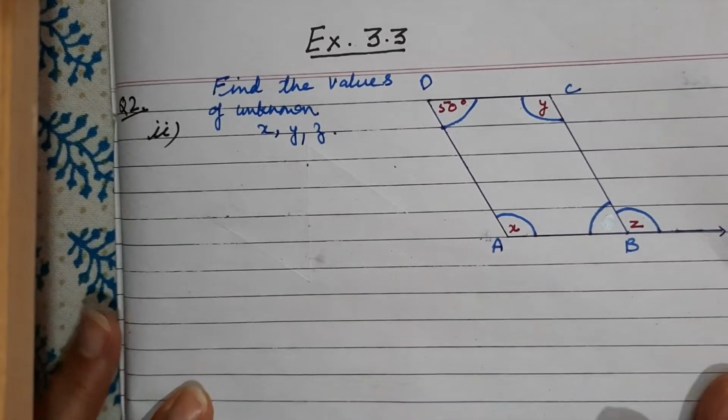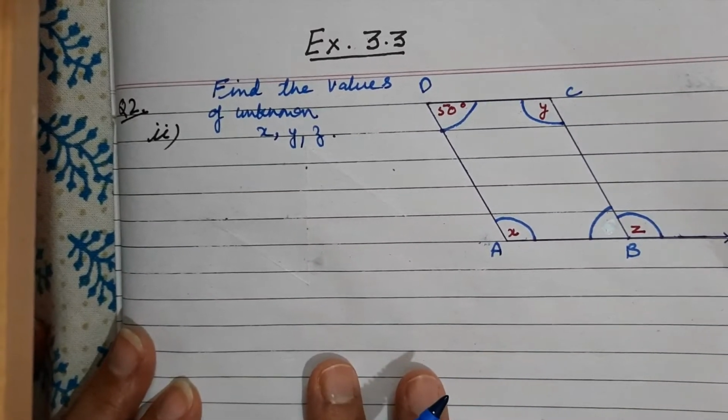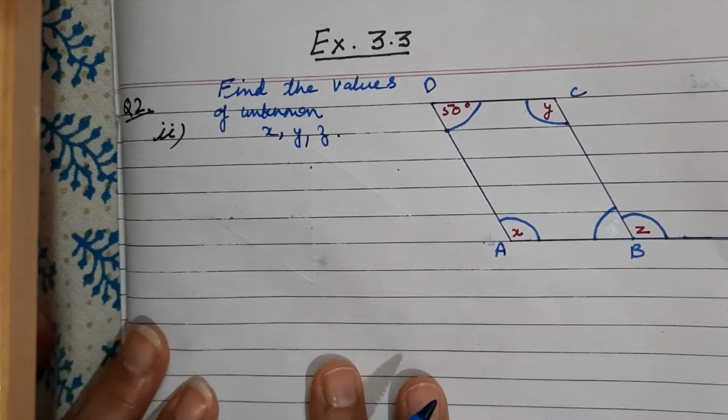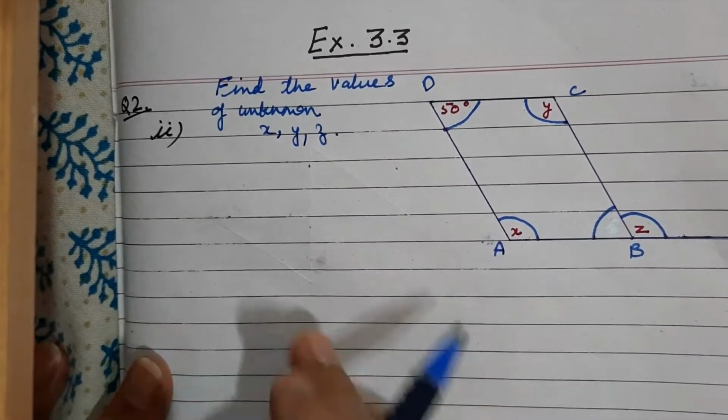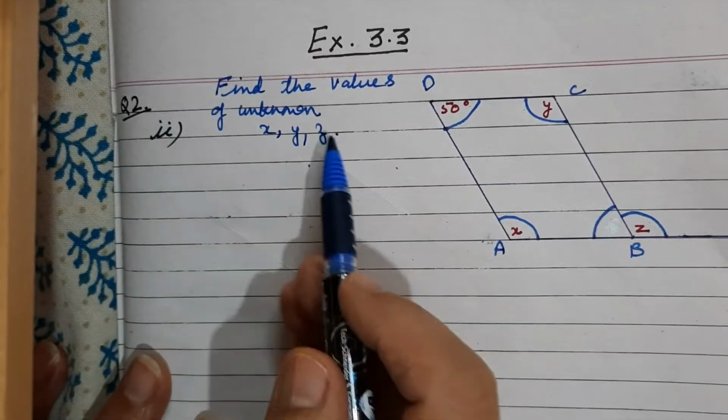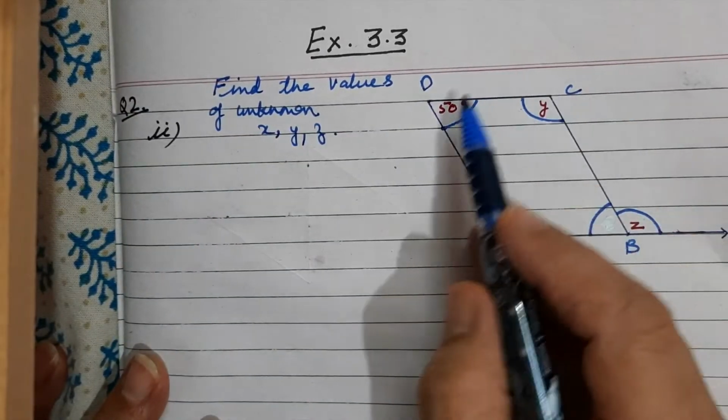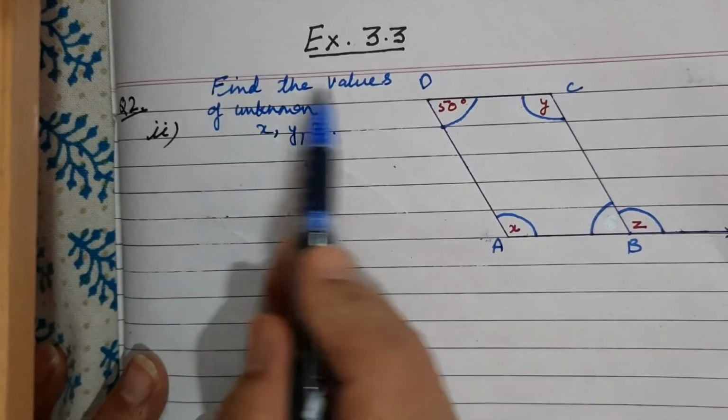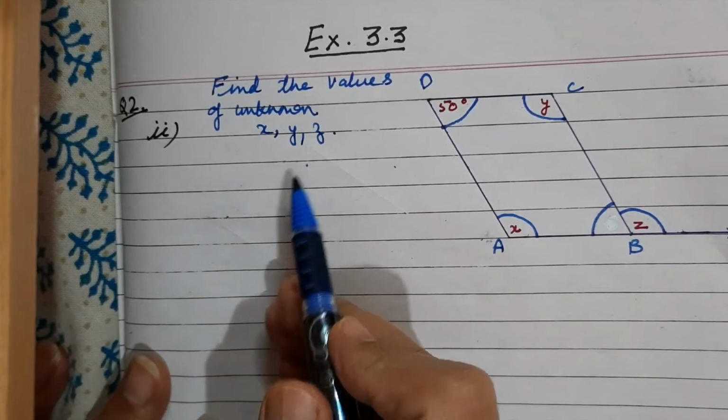Hello everyone. Today I am going to explain a few questions from exercise 3.3, chapter Understanding Quadrilaterals. So we'll start from question number 2. We need to consider this as a parallelogram and find out the values of the unknowns x, y, z.